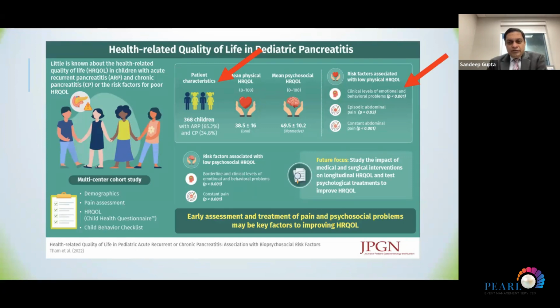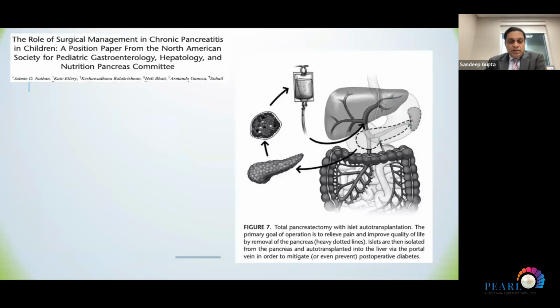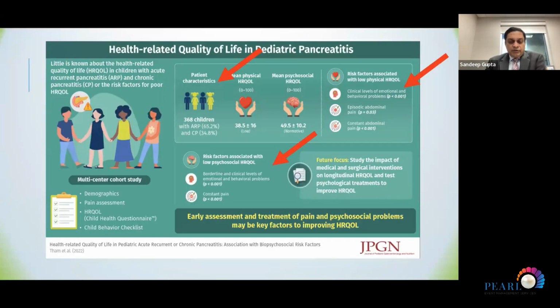They found that the physical quality of life was worse with emotional behavior problems and abdominal pain. And similarly, the psychosocial quality of life subscore was also worsened by emotional issues and constant pain. These indicate that if we are able to address these parameters early on, at least assess for these and intervene if possible, we could improve the quality of life of our patients with chronic pancreatitis or acute recurrent pancreatitis.